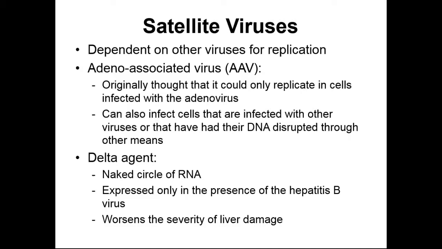And then finally, the new kid on the block is the delta agent. This is the most recently discovered non-viral infectious particle, and this is the least well understood infectious particle. Delta agent, generally speaking, is a naked circle of ribonucleic acid, RNA, and it's only going to be expressed in the presence of a hepatitis B virus infection, and this delta agent will, generally speaking, increase the severity of the liver damage caused by the hepatitis B virus.